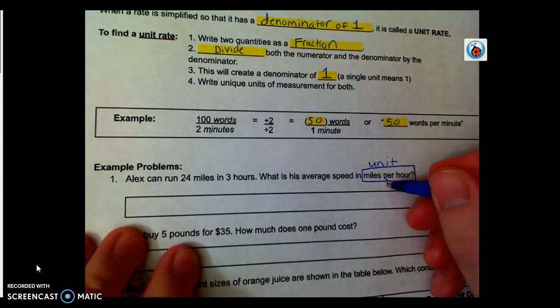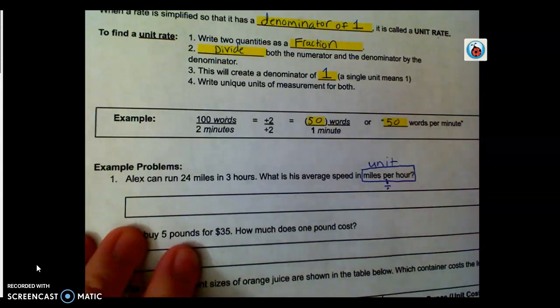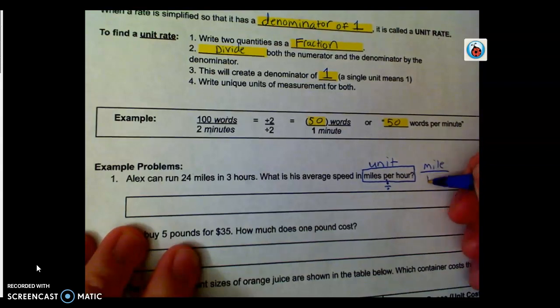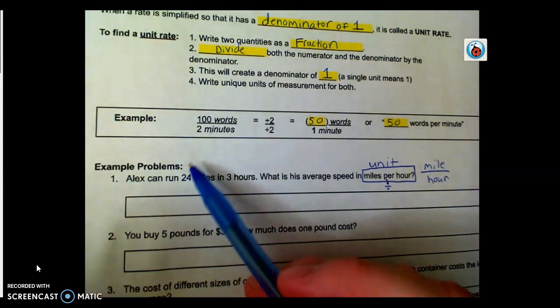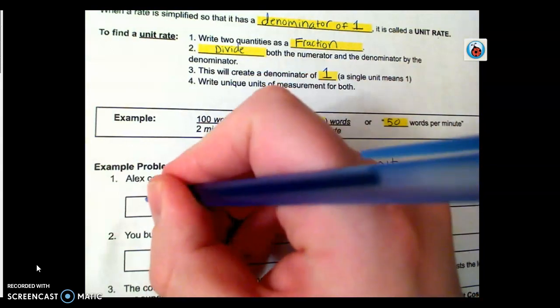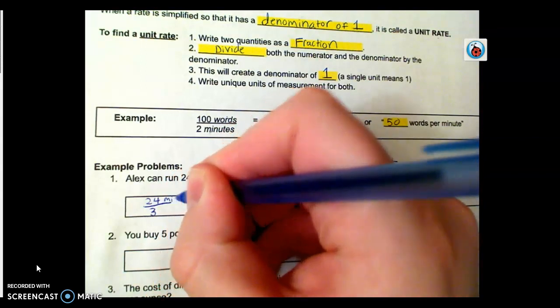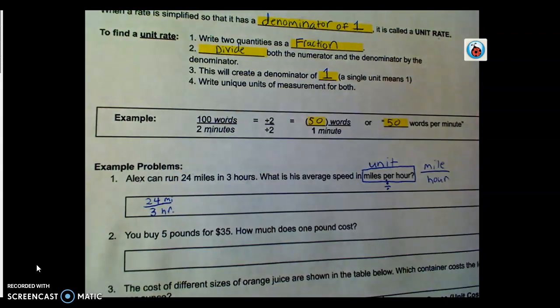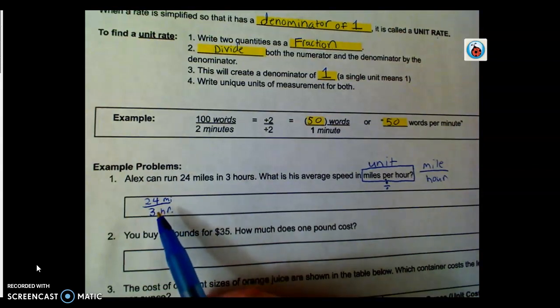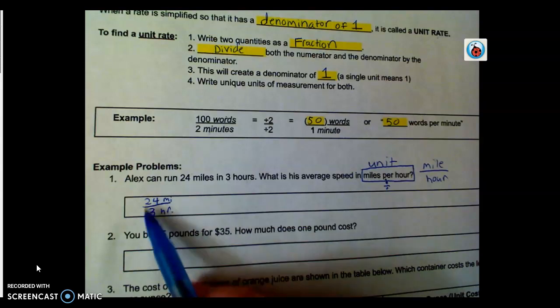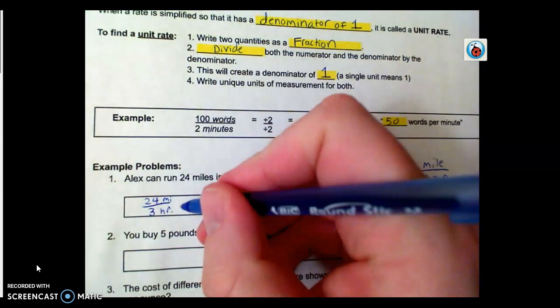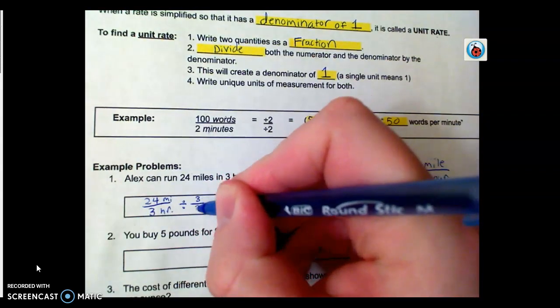When you see the word per, I want you to think of division. Per means it's a fraction, meaning it wants miles per hour, miles over hours. So in looking at this problem, I want to do miles over hours. 24 miles over 3 hours. But that's not a unit rate currently, because the denominator is not 1. So to find it, we're going to divide the top and bottom by 3.